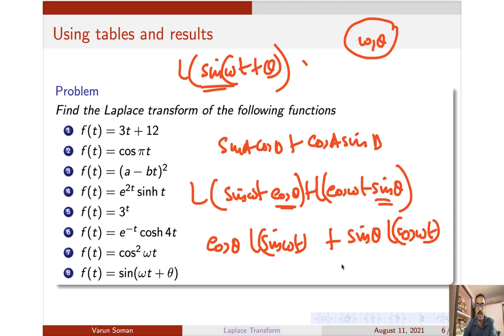So this will be this one simply. Okay. Now it is very simple. How will you find it out? It will simply be cos theta into the transform of sin omega t, which is omega by s square plus omega square, plus sin theta into the transform of cos omega t, which is simply s by s square plus omega square. So, straightforward answer. Okay, it's very clear.